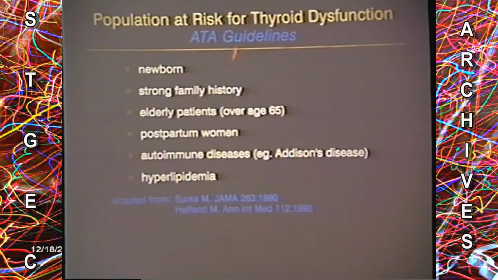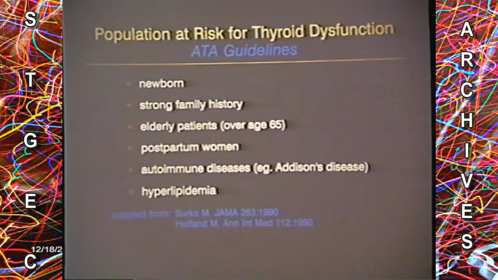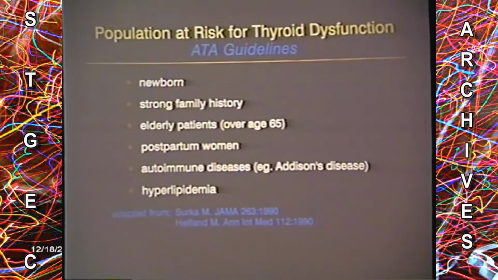This is by the American Thyroid Association. So patients who are newborn, babies, all of them get their cord TSH levels drawn to make sure they're not hypothyroid, congenital hypothyroidism. If patients have strong family history, this is again an autoimmune condition. So if you have a lot of family members with this, then you should be suspicious of this condition. Elderly patients, so as one gets older, the incidence goes higher.